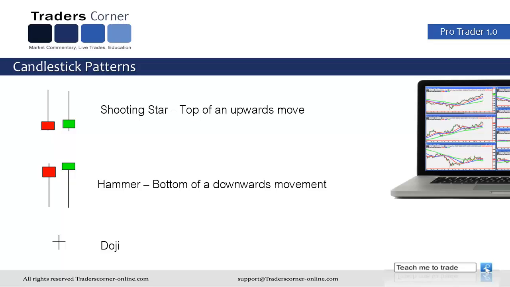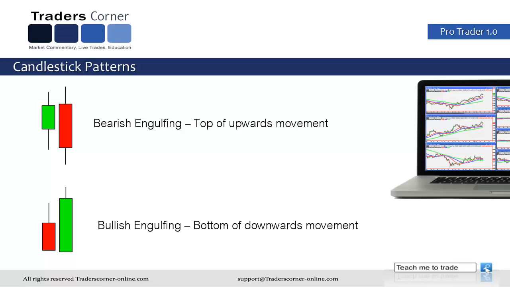Of course, we'd like to then see a shooting star or a hammer or a bullish engulfing pattern or a bearish engulfing pattern, as I'll just show you in a second. But the doji is kind of like the first clue. It's saying, look out, guys and girls, there could be a change on the horizon. Okay? So now for the bearish engulfing and the bullish engulfing.